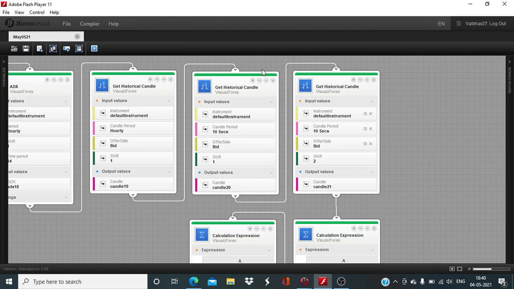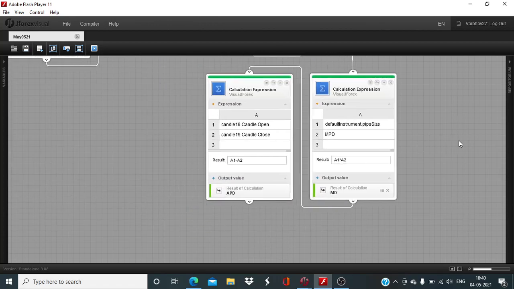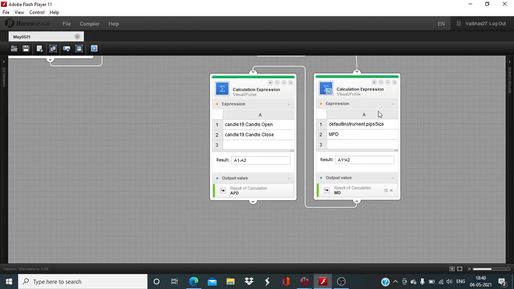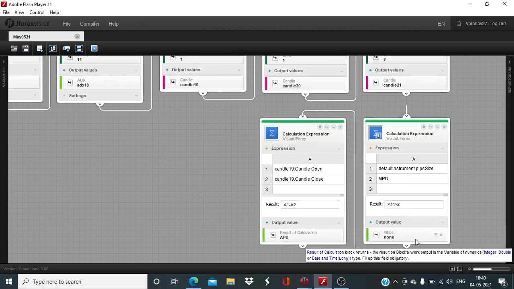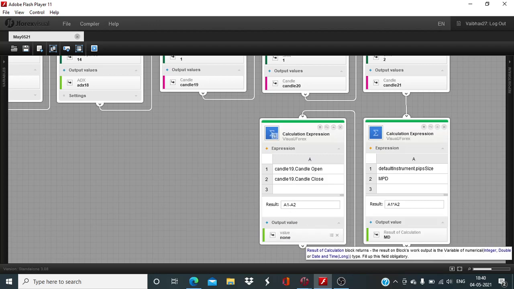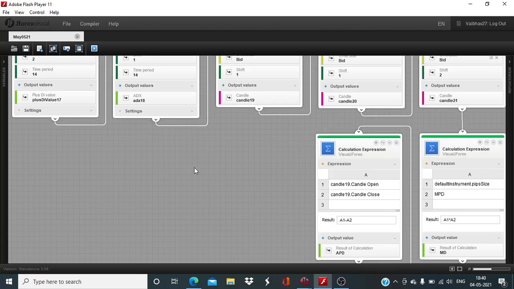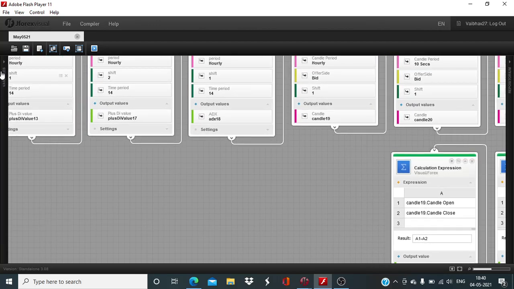There is the historical candle blocks. First is of hourly time period and then the candle period for both these blocks. Candle 20 and candle 21 is 10 seconds. And to define the condition that there should be at least a minimum difference between the opening and the closing price for the last candle, we are also utilizing these calculations. So this calculation was done and we defined the minimum value of 5 pips, and then there is the actual difference. So we will be comparing both these values to see whether there is enough momentum in the underlying instrument.